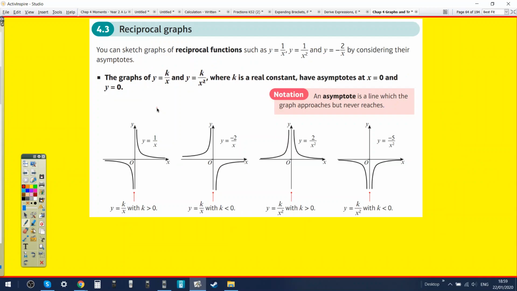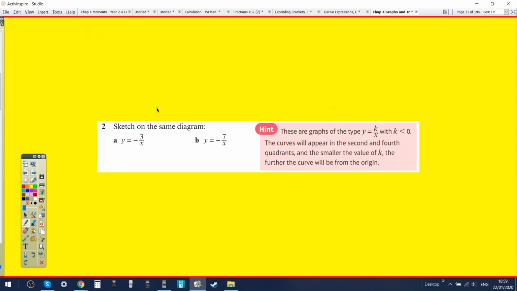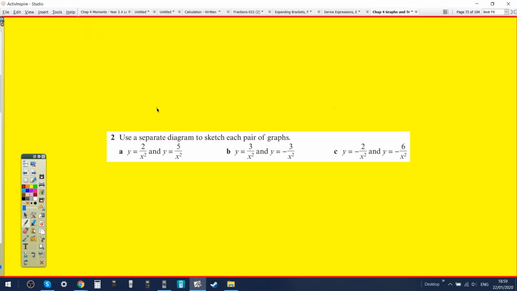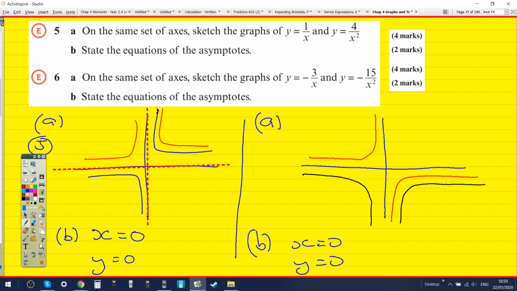Reciprocal graphs. I think you're good for those, what quadrants they're in. How do you know how many solutions you'll get if you have to find between 2 graphs? How many points of intersection? Yes.